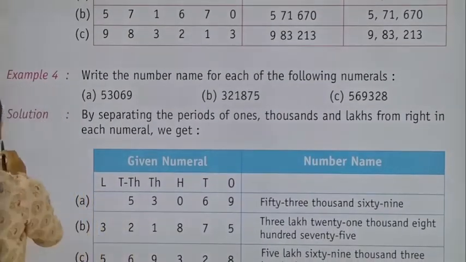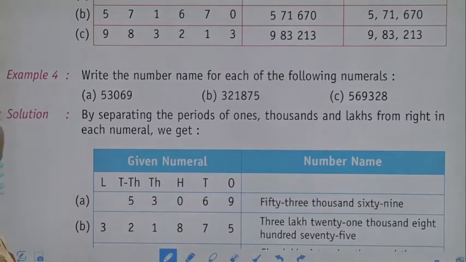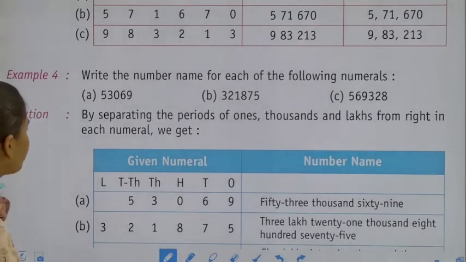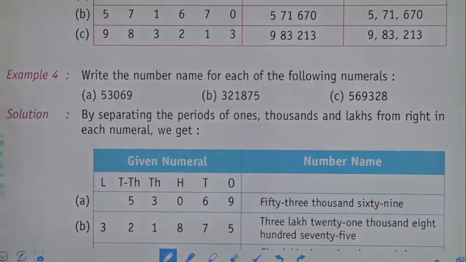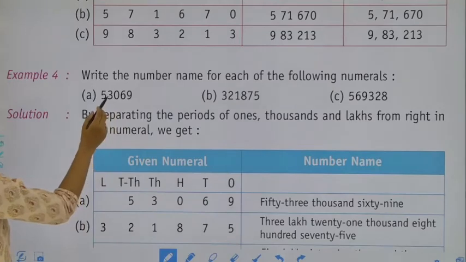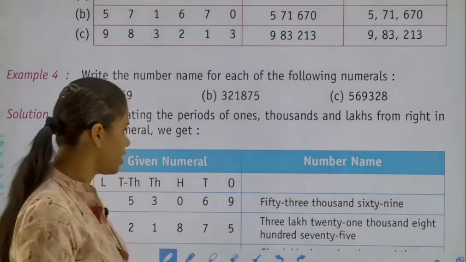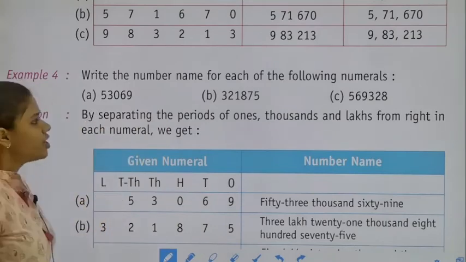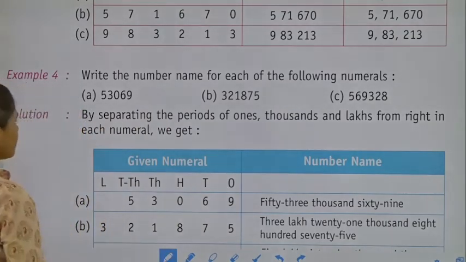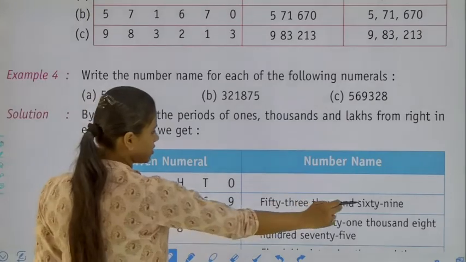Now move to the example number 4. That is, write the numbers for each of the following numerals. Students, you can see here ones, tens, 100, 1000, 10,000. That is 53,069. You have to write in the number words. That is 53,069.